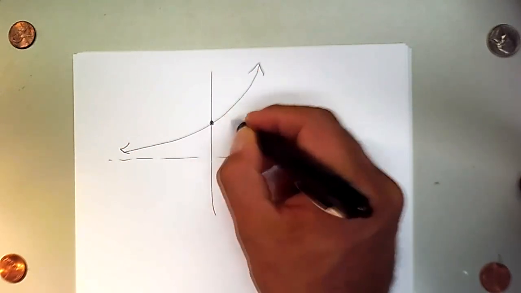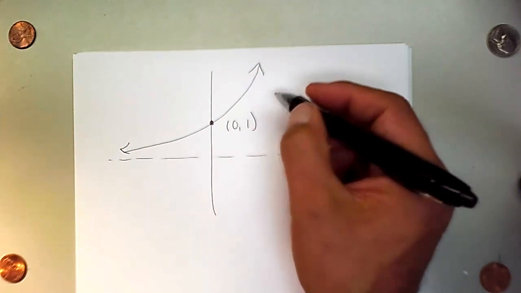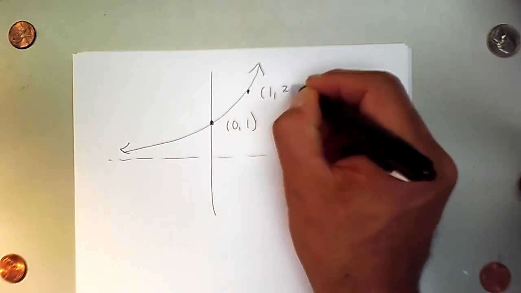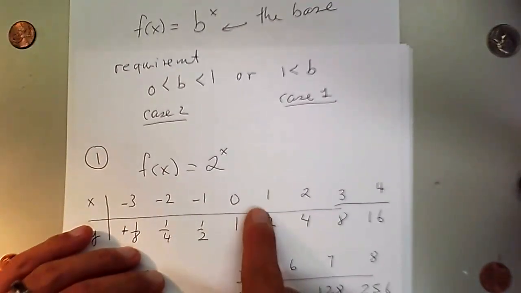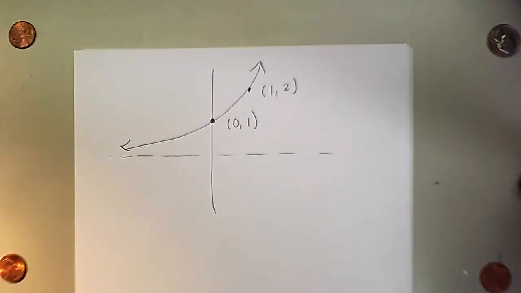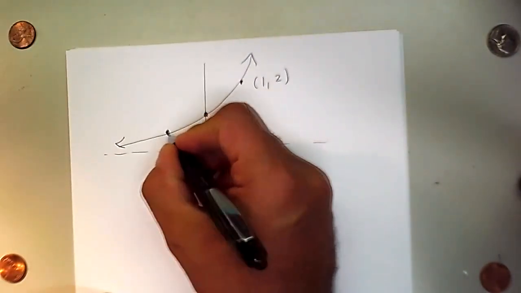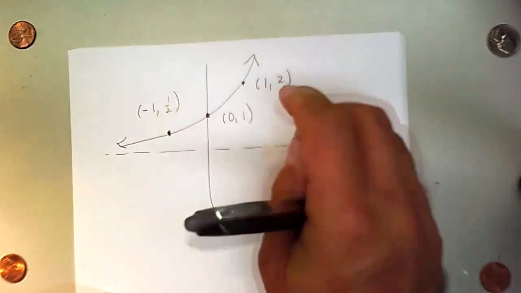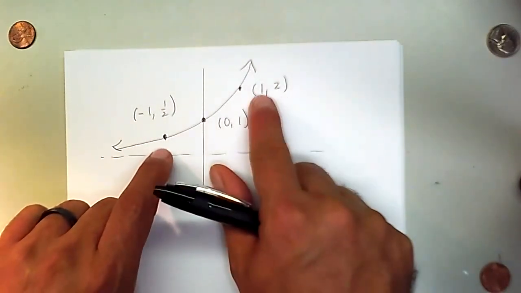For sure, it will go through 0, 1. And then we will have a point that is going to be 1, 2. Remember, we're still working on this example, 1, 2. And another point on the left will be -1, 1/2. So if you did not know where the graph comes from, this kind of gives it away.